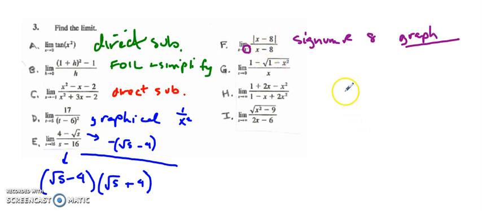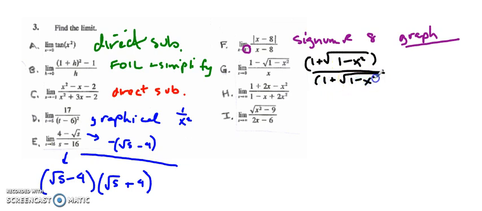For G, you are going to want to multiply by the conjugate of the numerator, which would be this. So 1 plus the square root of 1 minus x squared. And remember, you're multiplying by a fancy form of 1. So we have to multiply by the conjugate divided by itself. Now, what you then have to do is actually FOIL the numerator, but do not FOIL the denominator. And then once you FOIL the numerator, you'll be able to cancel something out and finally use direct substitution.